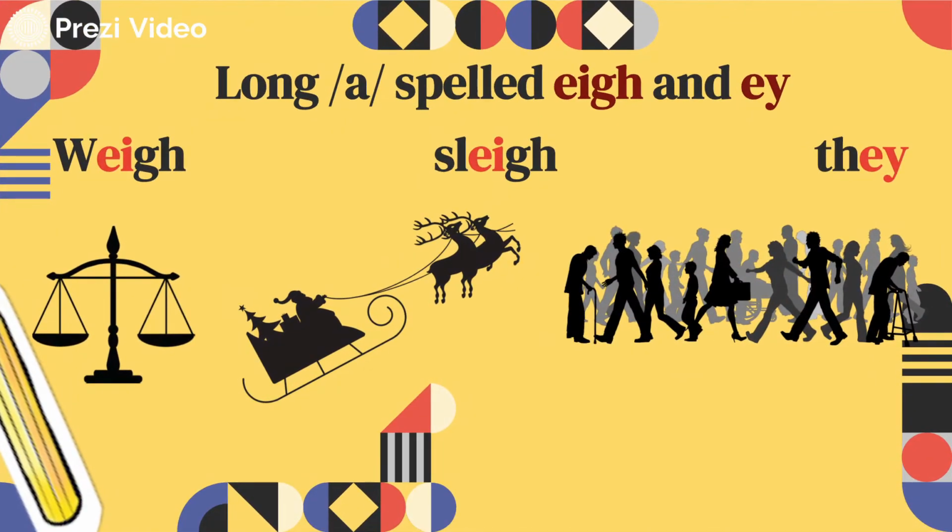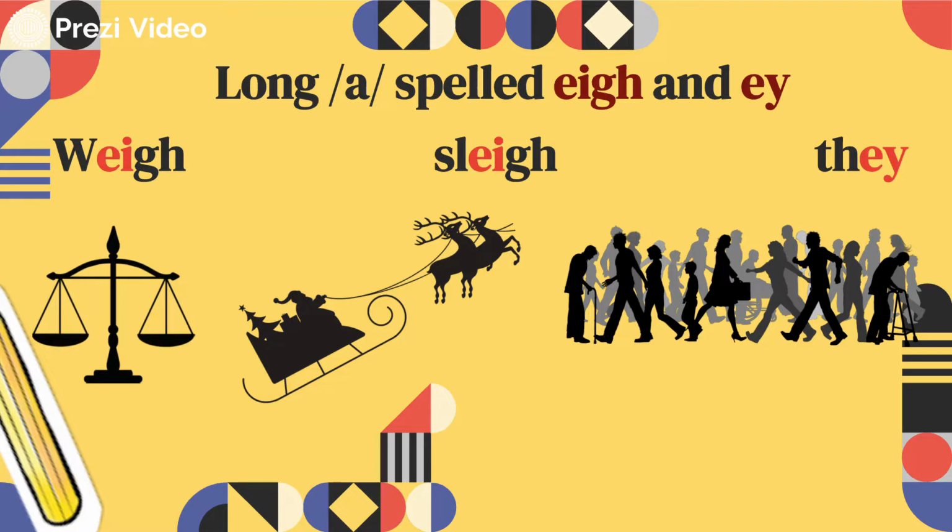Now I have the words with EIGH and EY, as in weigh. Weigh here is a verb. You can say weigh is to measure, like to measure the weight. How do you measure the weight? You use a balance. For example, I'm going to weigh this box. Sleigh, as in Santa Claus's sleigh.